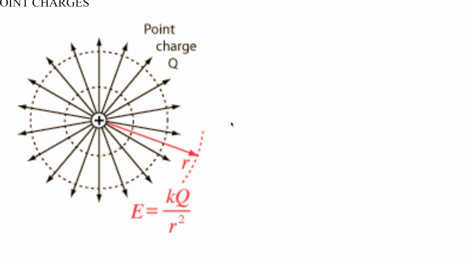Suppose we're given a system with just one point charge, and the charge is Q. Then at a distance of r away from that point charge, the electric field strength can be given by the equation E equals K times Q over r squared. And in this case, K is the Coulomb's constant, which is 8.99 times 10 to the 9th power.